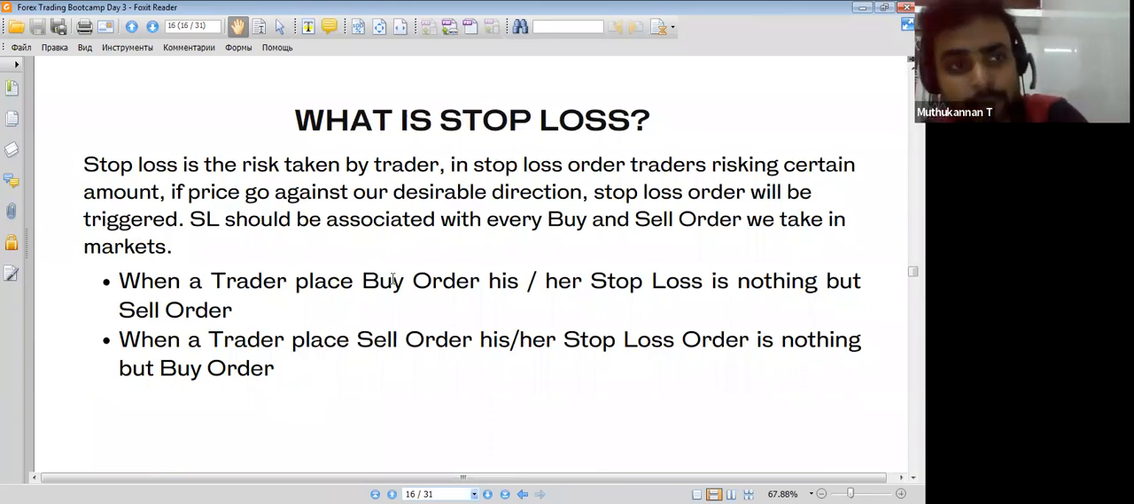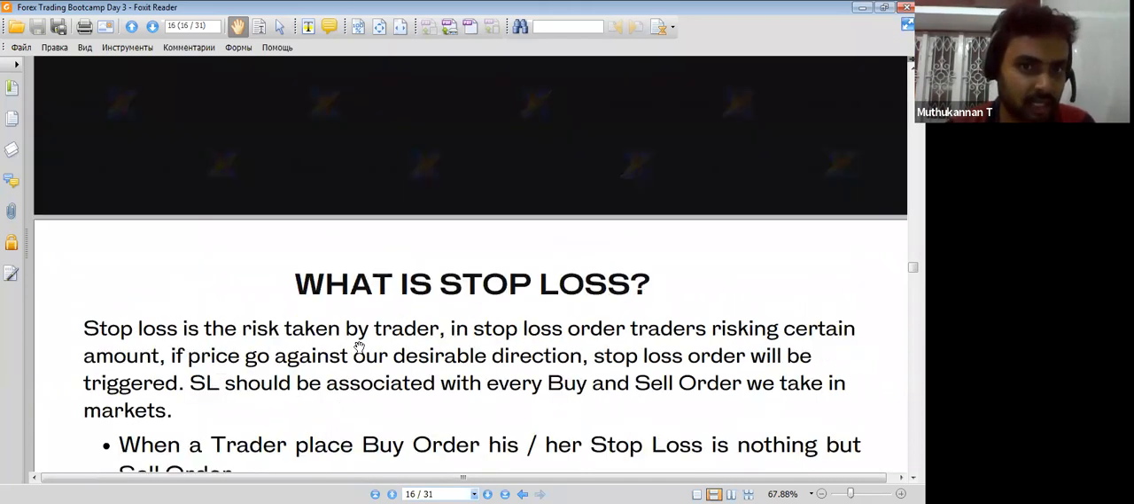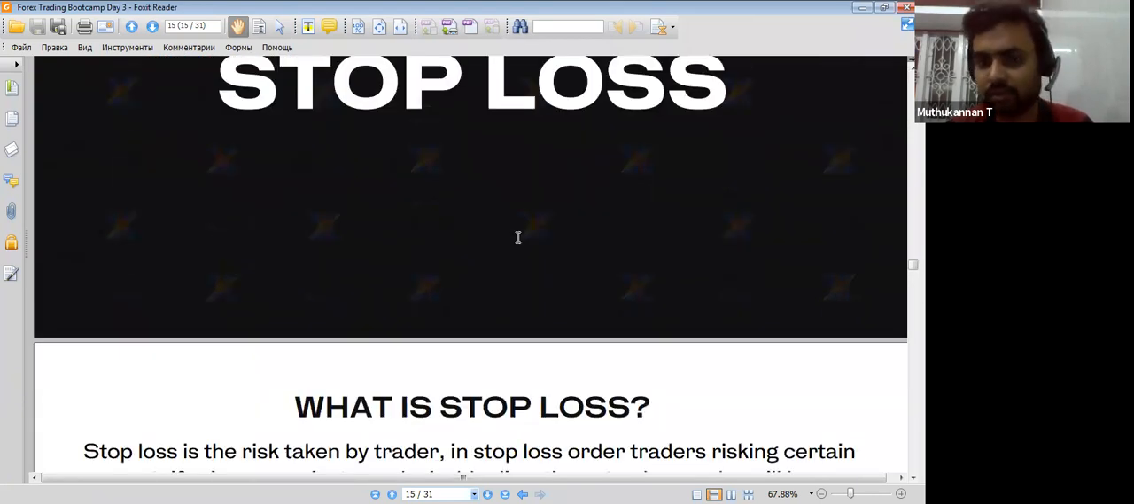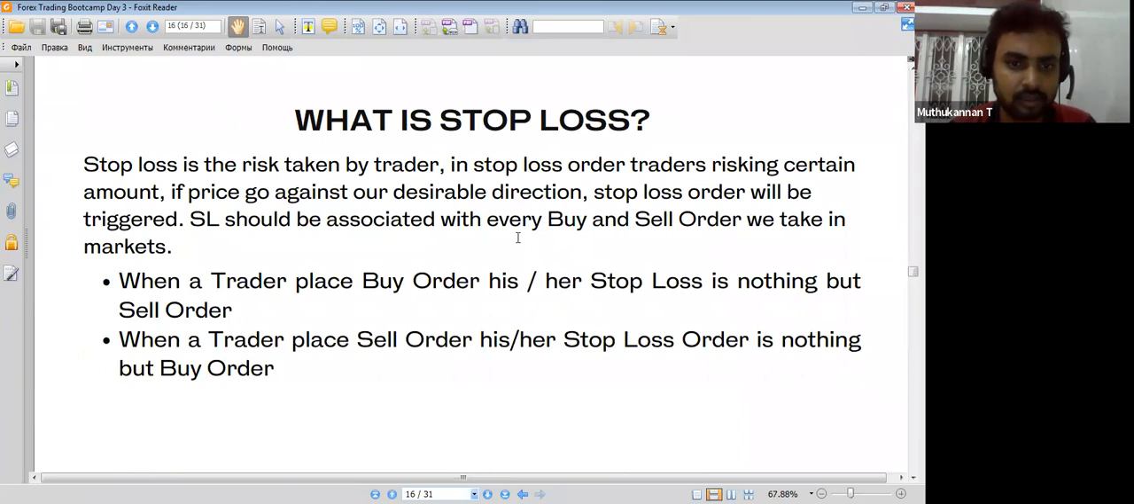When a trader places a buy order, his or her stop loss is nothing but a sell order. When a trader places a sell order, his or her stop loss order is nothing but a buy order. Just remember these points. They are really important for tomorrow's session, and today's session also.